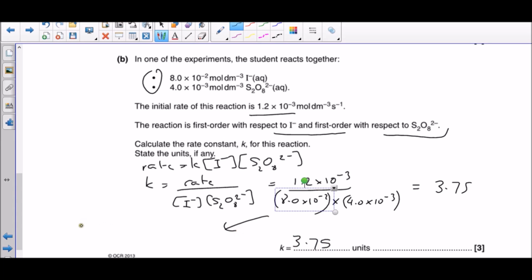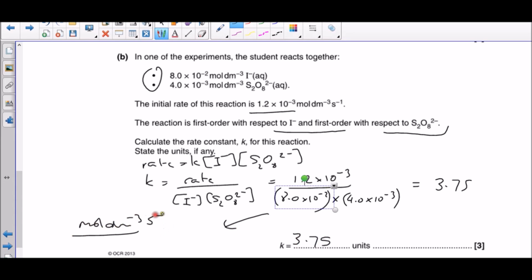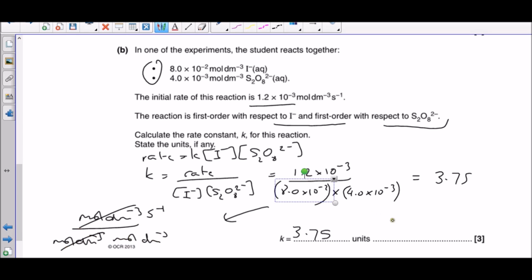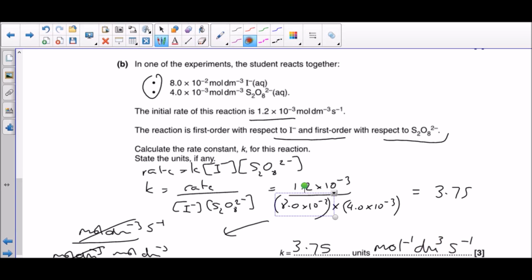If we look at units, we've got moles per decimetre on the top per second, because that's the rate. Got two lots of moles per decimetre on the bottom, so we can cancel one of those, leaving us with moles to the minus 1, because that comes up to the top, dm cubed, and the seconds to the minus 1 stays the same. So our marks, we've got 1 for this rearrangement, 1 for K, and 1 for the units.